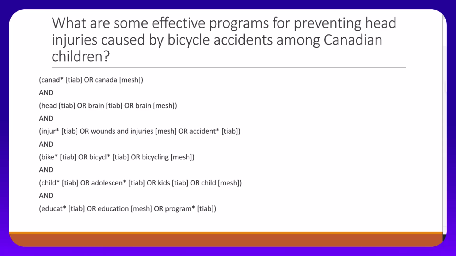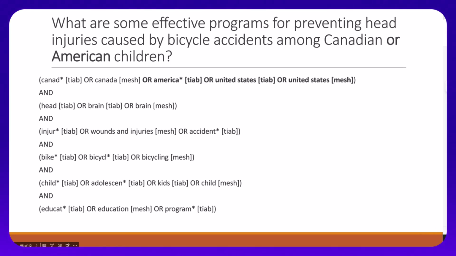When you don't get enough articles, there are a couple of ways of addressing the issue. One is to add more terms with the Boolean OR. Alternatively, you can subtract terms that were added with the Boolean AND. For this search, that might look like this. You'll see I expanded the geographic limitation on my prior version to now include American as well as Canadian children. Though be sure to note that this, of course, changes my research question so that now it is what are effective programs for preventing head injuries caused by bicycle accidents among Canadian or American children.